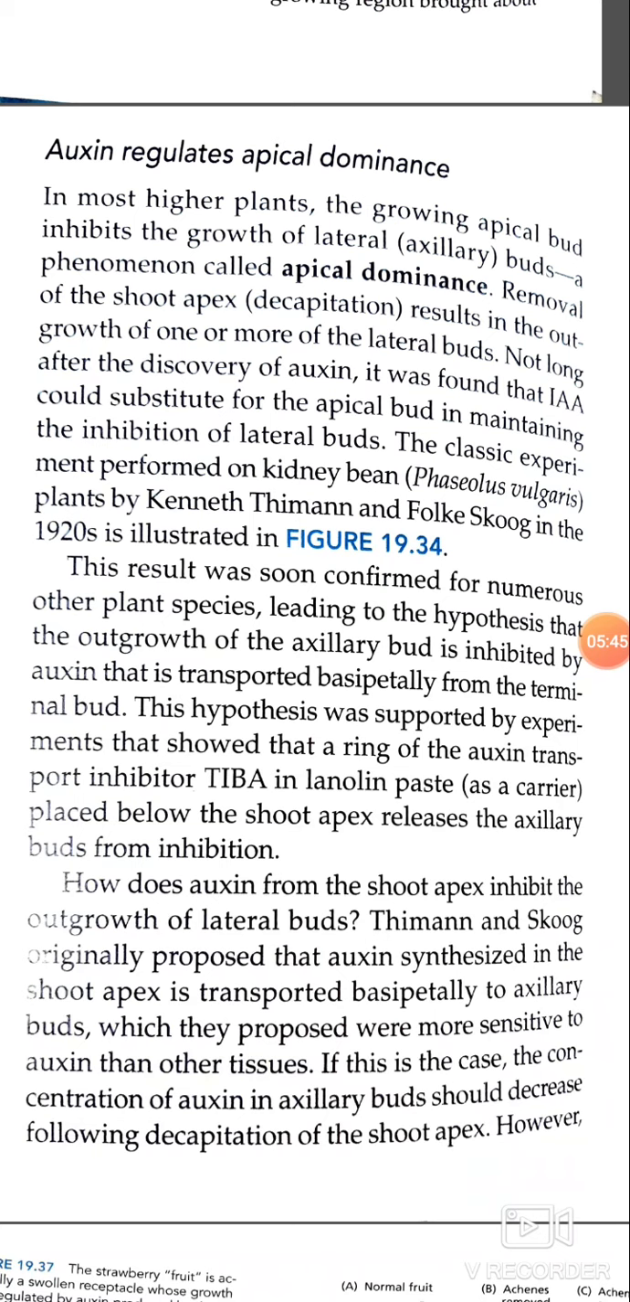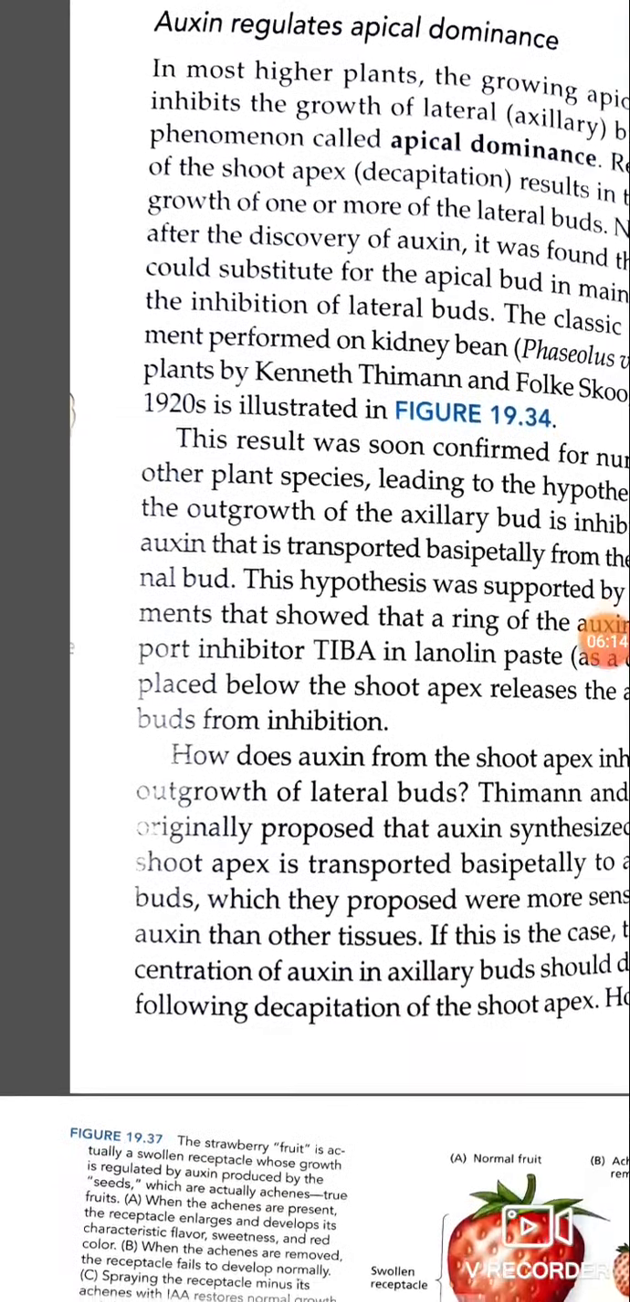Thimann and Skoog originally proposed that auxin synthesized in the shoot apex is transported basipetally to axillary buds, which they proposed were more sensitive to auxin than other tissues. If this is the case, the concentration of auxin in axillary buds should decrease following decapitation of the shoot apex.